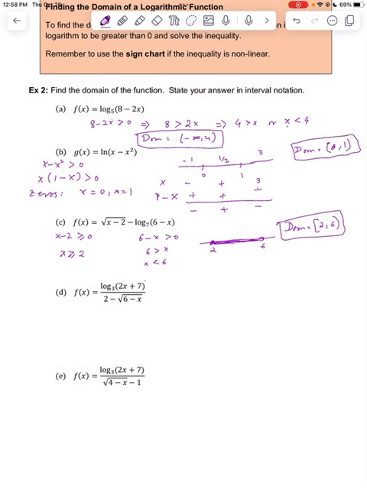Next expression. So we have a logarithmic function on the top, and at the bottom now we have a radical function, we have a square root term as well. So we have to take care of like three things here. First, let's look at the log, and it doesn't matter in which order you do that. I have to have 2x plus 7 has to be greater than 0, which means 2x has to be greater than 7.